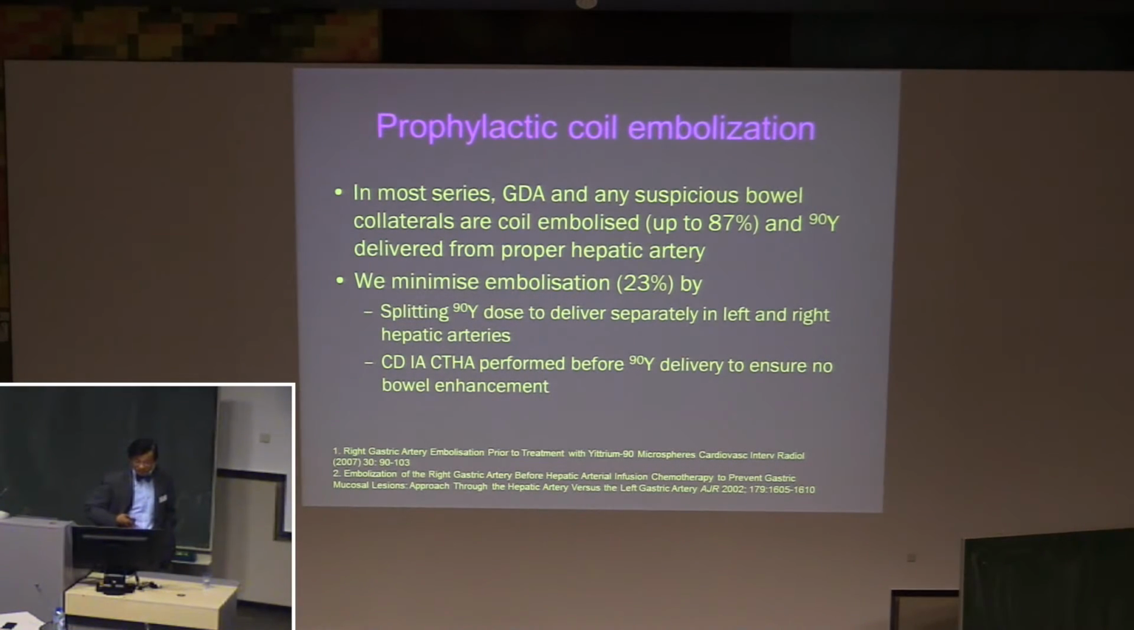A little word about prophylactic embolization. As mentioned, many other groups have routinely embolized the gastroduodenal artery and any other suspicious bowel collaterals that they see on angiography. In some studies, up to almost 90% of patients have prophylactic embolization. With this technique, visualizing the supply on the CT acquired images, we have in our series minimized embolization to less than 1/4 of the patients.